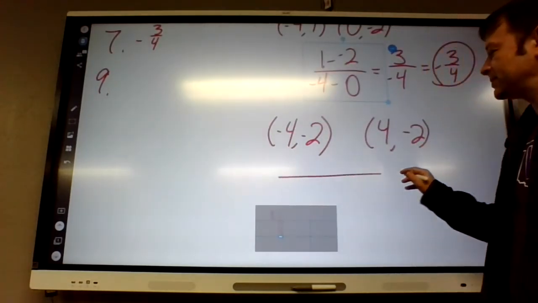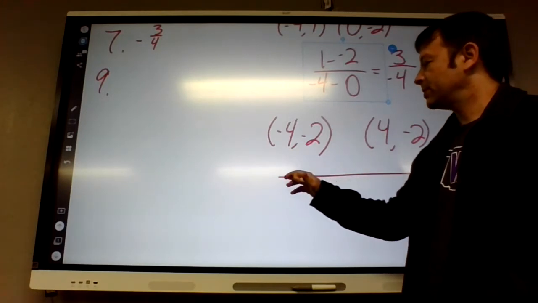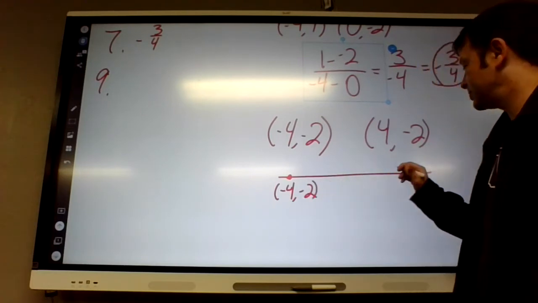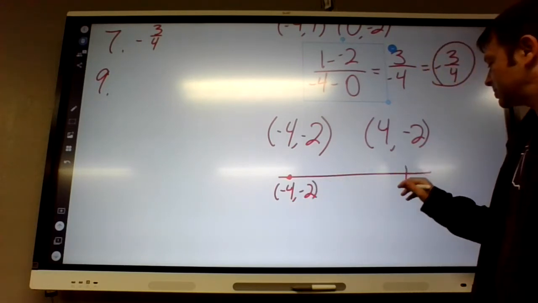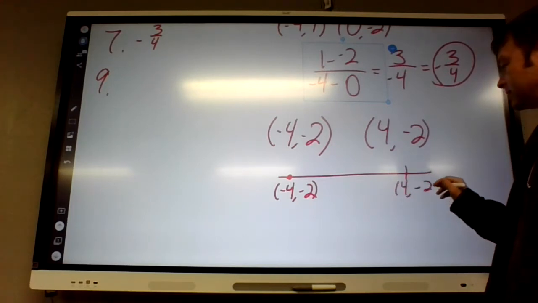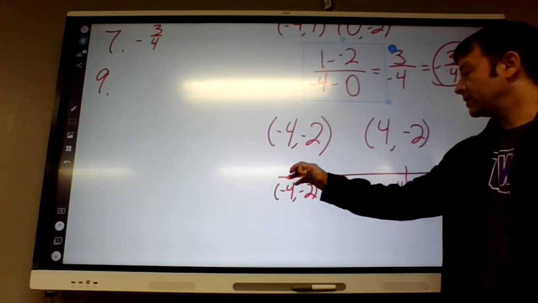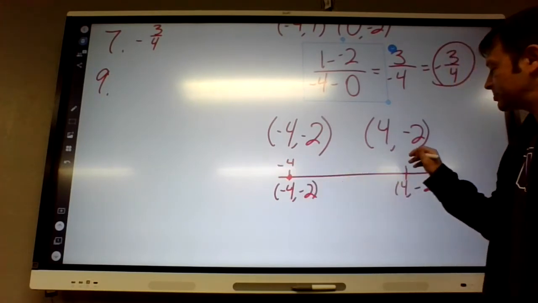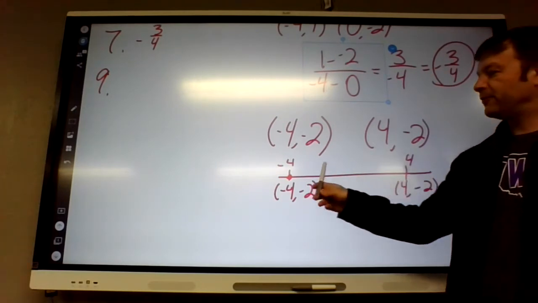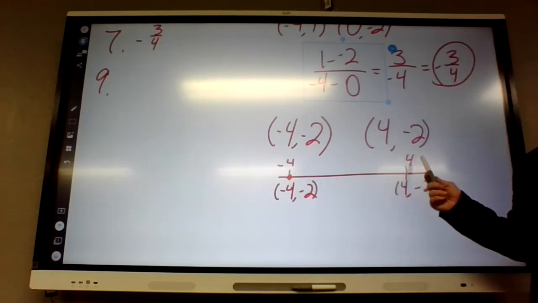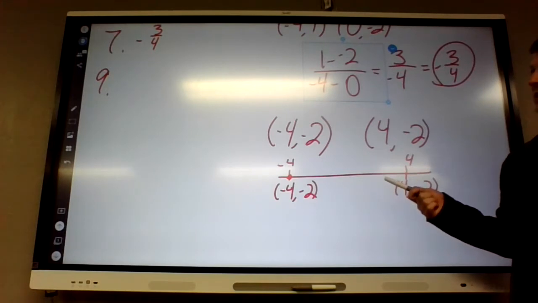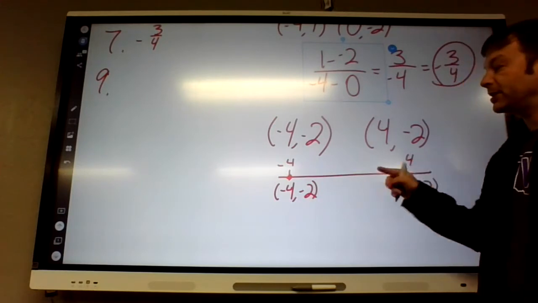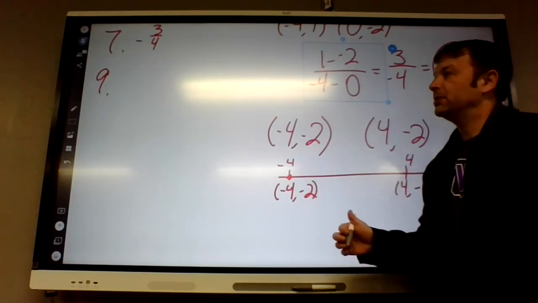You don't really need the distance formula because they're on the same horizontal line. This one's at negative 4, negative 2. This one's at 4, negative 2. So negative 4 is the x-coordinate, and positive 4 is the x-coordinate. How far is it from negative 4 to 4? 8. The distance formula we could have used, but since it's a straight line, it's just going from negative 4 to 4. So it's 8.